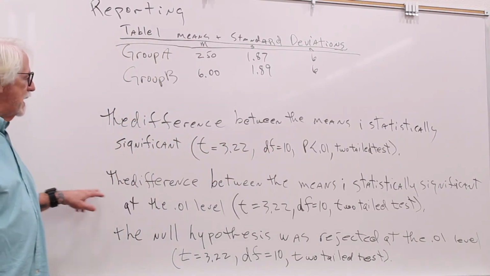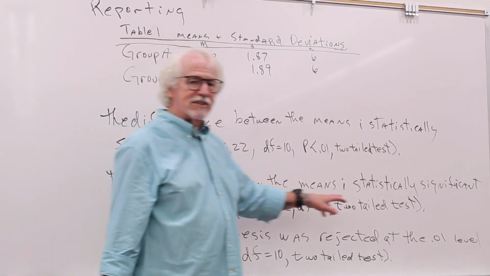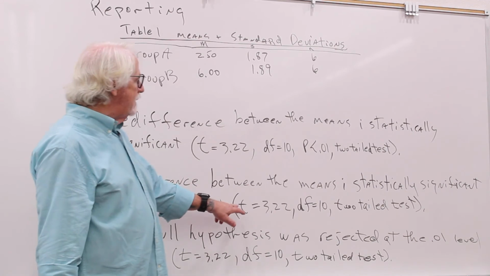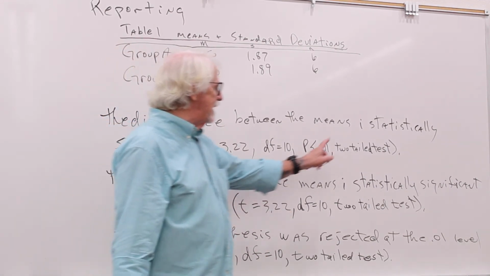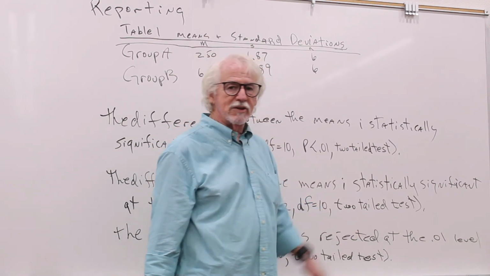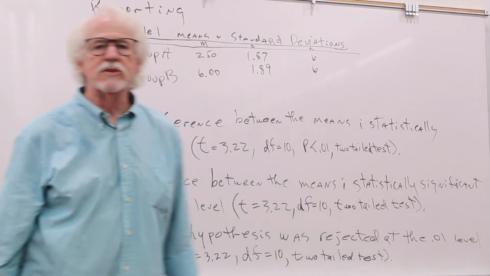You can also say the difference between the means is statistically significant at the 0.01 level, and then in your parentheses you would leave that part out, and you would just put the value of t, the value of your degree of freedom, and the test that you used, the two-tailed test.